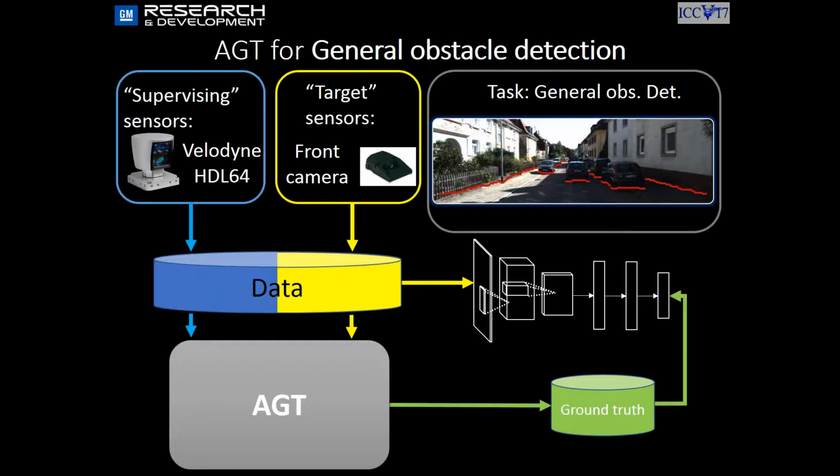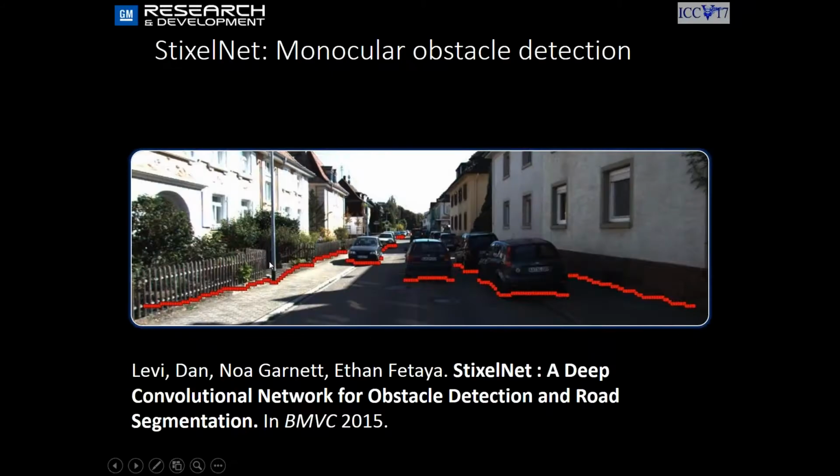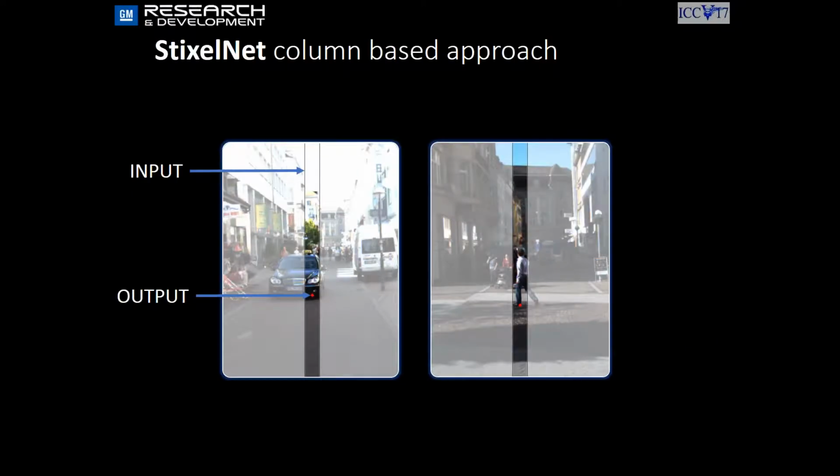And the task was to detect general obstacles, which is defined as detecting, in each column in the image, the position of the nearest obstacle above a certain height, 20 centimeters, higher than the height of a curb. This is a work published in 2015. So you can think of the input as being a stripe in the image and the output as the Y location of the nearest obstacle in that stripe. We call this network the Stixel net.